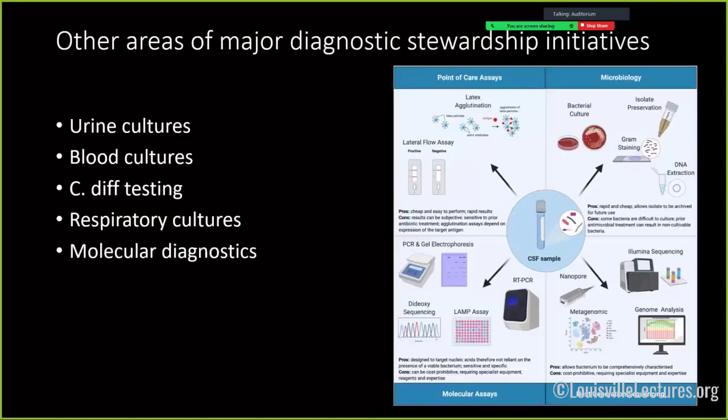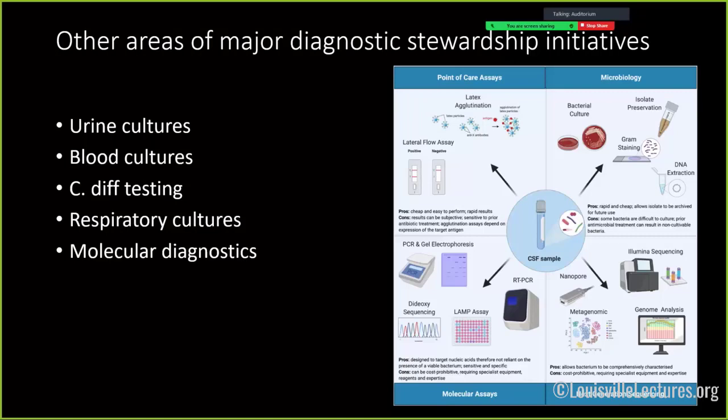So what are some other areas of major diagnostic stewardship interventions? And this is not necessarily at U of L, but really nationwide. And so you can see we have all of these different types of tests. We have point of care tests in infectious diseases. We have our microbiology tests. We have kind of exploding next-gen sequencing and molecular analyses.